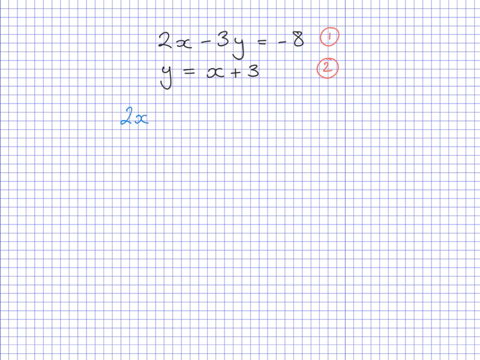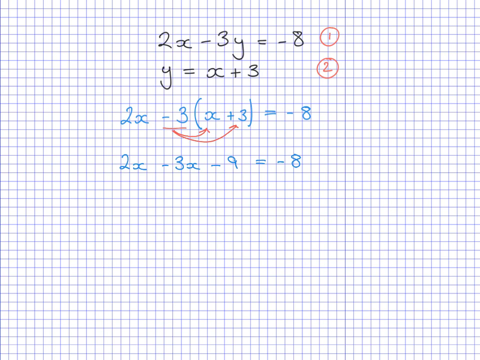So it's going to become 2x minus 3, open bracket, whatever the y equaled, which is x plus 3, close bracket, equals minus 8. Now, this is different from the previous example in that this minus 3 here has to be expanded into both x and 3. So this minus 3 has to multiply there and there. So when I expand out this bracket, it's going to be 2x minus 3x minus 9 equals minus 8.